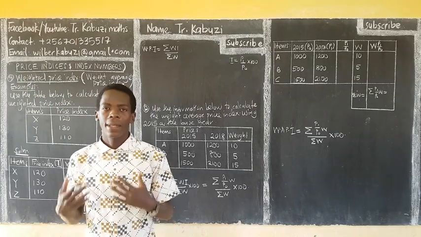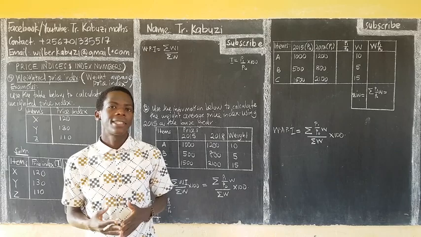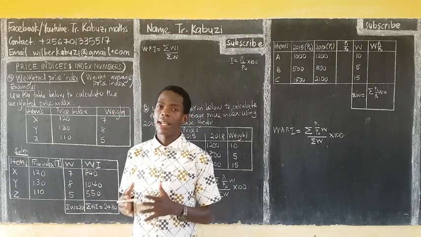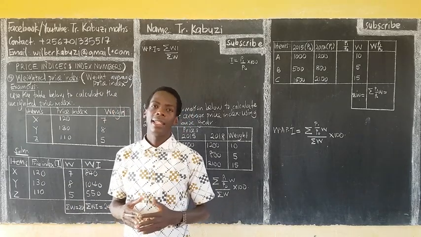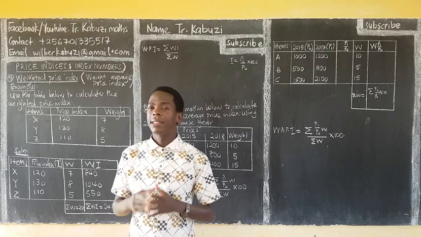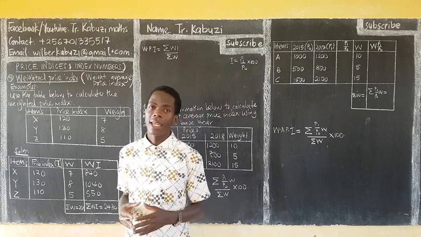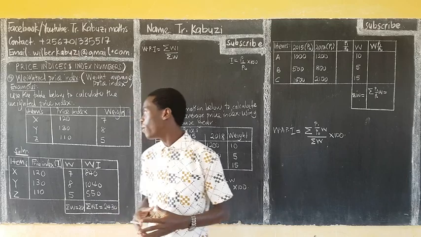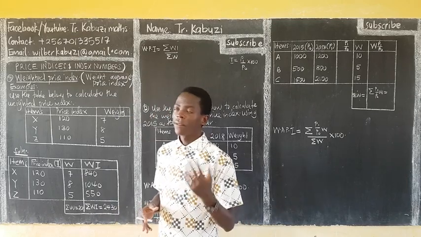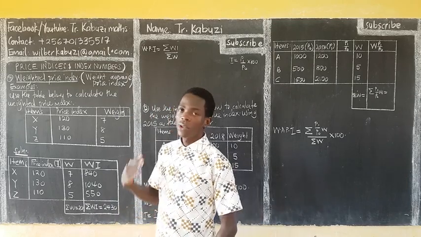Weighted price index is what you are going to see in this lesson. If they don't call it weighted price index, they call it weighted average price index. So don't be confused if they bring one in terms of the other. So here we are going to go through the examples.